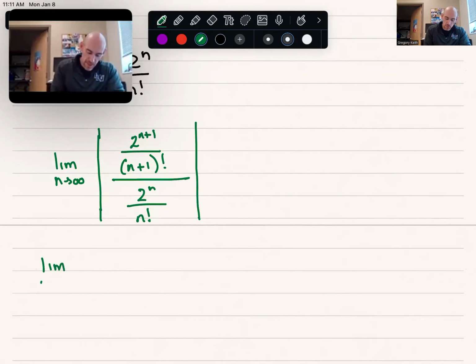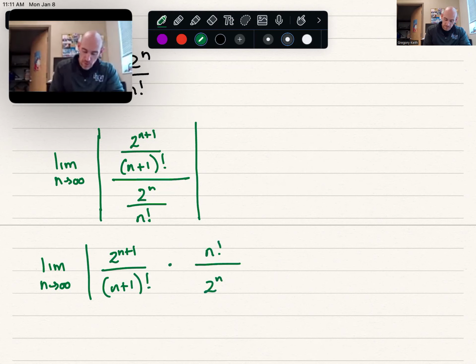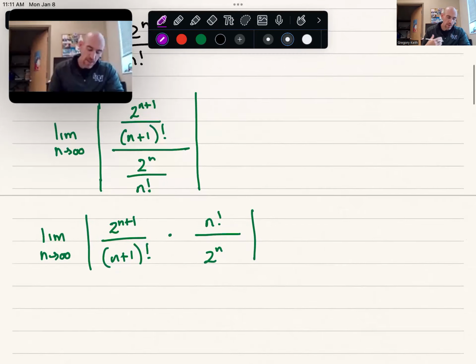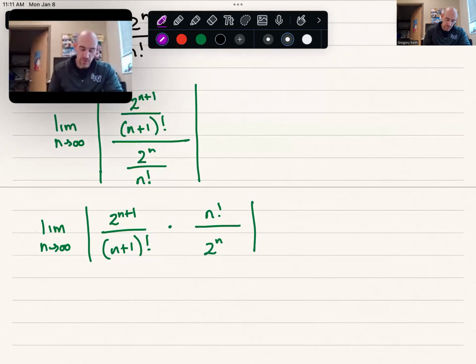Limit as n goes to infinity, (2 to the n plus 1 over n plus 1 factorial) times the reciprocal, n factorial over 2 to the n. Well, this is where we've got to do some major canceling out. And this is something we did earlier on in this unit, all the simplifying. So we've got to think about what ways we can simplify this.